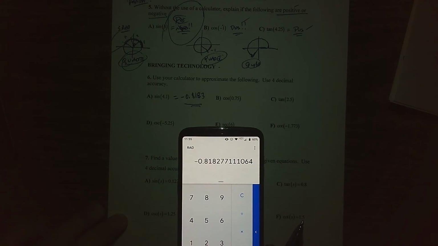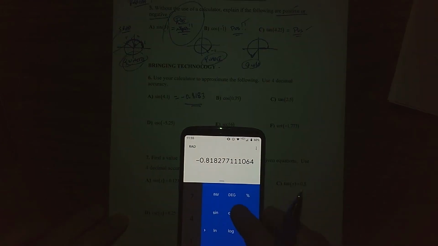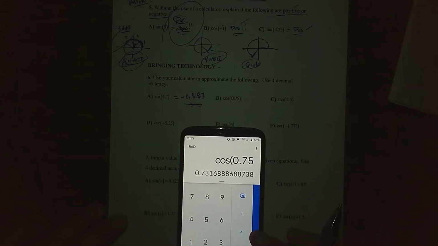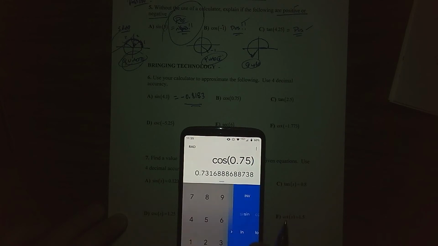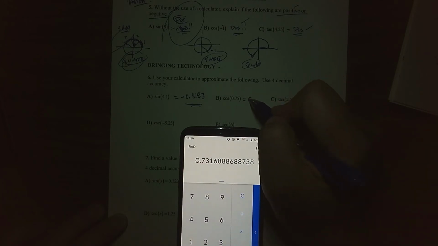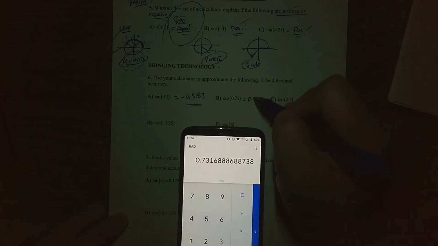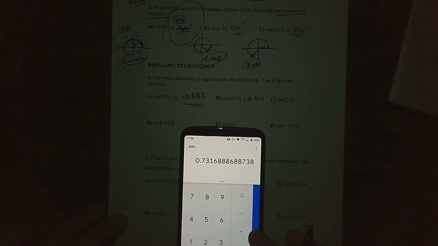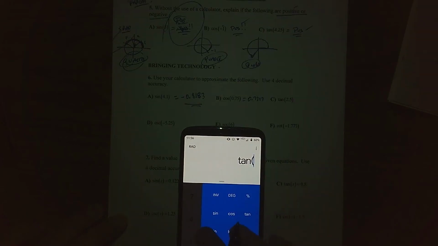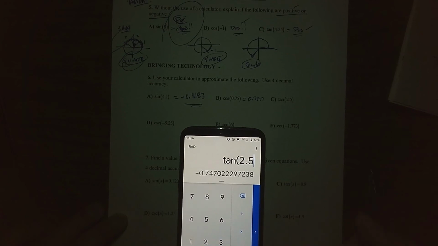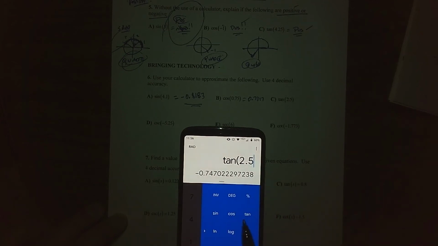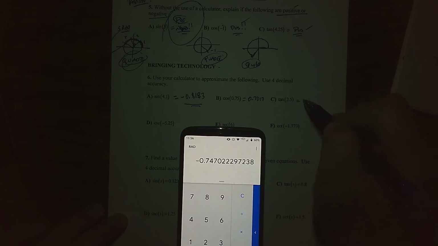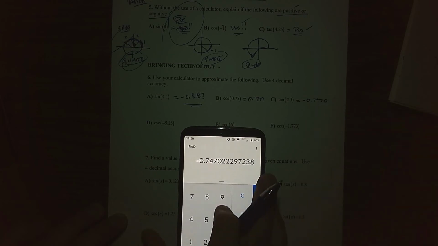Cosine of 0.75, so again, using my calculator here, I got cosine, and I have 0.75, so we're 3/4 of a radian, so we're not even going 1 radian, we're just 3/4 of it, and pressing equals, and it looks like we are 0.7317, and so forth and so on. Tangent, right, the tangent of 2.5 radians, so we're 2.5 arc lengths along the edge, and what we get is a value of negative 7.7470, and on and on.